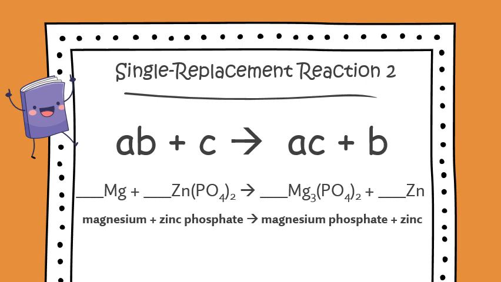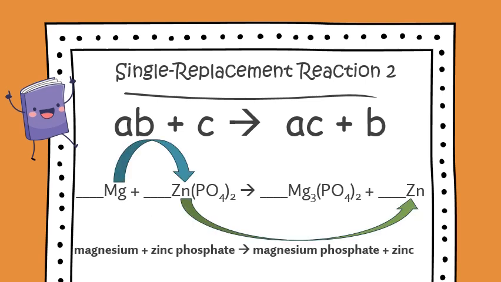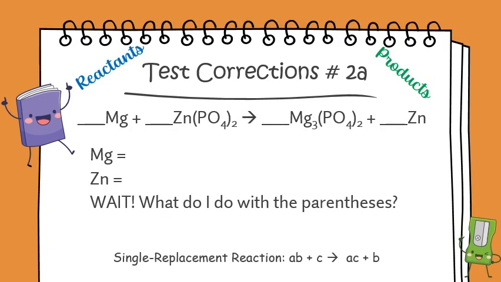I can recognize single replacement reactions when I have one molecule replacing another in a compound. In this case, I have magnesium and zinc phosphate reacting to form magnesium phosphate and zinc. Here, the magnesium will kick out the zinc and take its place. The zinc will then be free to do whatever it does. We set up our equation and list the elements.